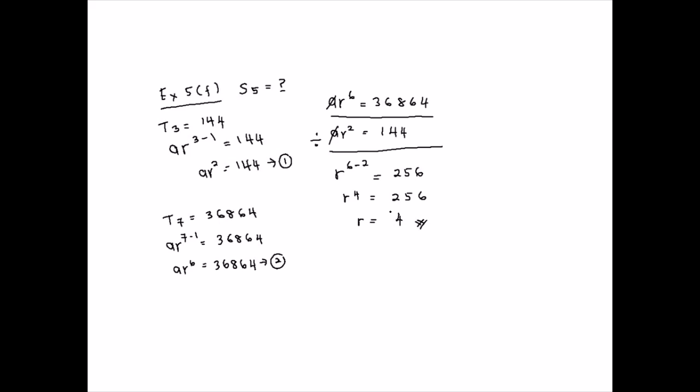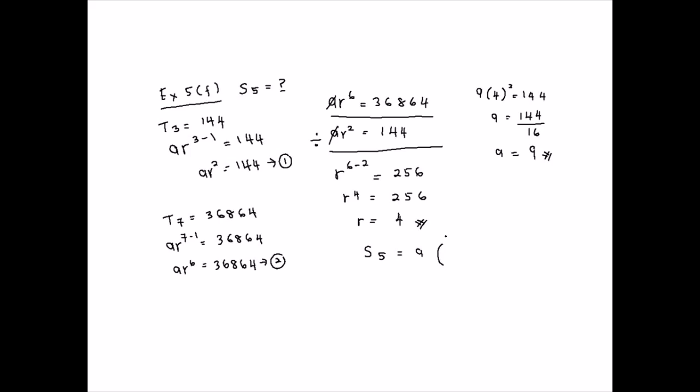How to find A? We can substitute R back into either equation 1 or equation 2. Let's say we substitute into equation 1. So A, R, this time we know R is 4 square equal 144. So A equal 144 over 4 square, 16. And we get A equal 9. And since we know value for R, value for A, now we can find S5.